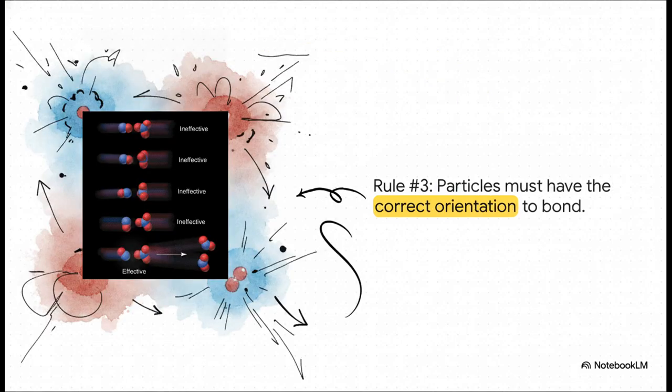Correct orientation. Nature is incredibly strict about this one. The particles have to hit each other not just hard enough, but at the exact right angle. If molecules collide side to side or wrong end to wrong end, it's just an ineffective collision. It's only when a specific atom strikes the exact right spot on the other molecule that the bond actually breaks and a new product is formed. It literally has to be a perfect strike.